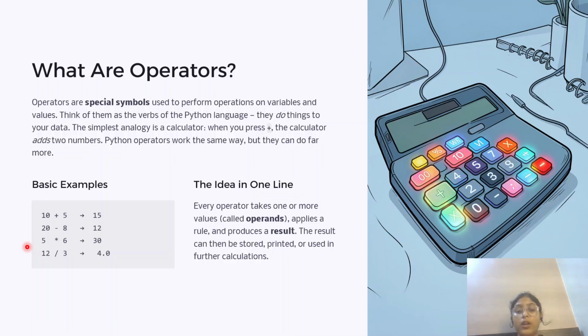Bitwise operators I'm not going to cover right now, because they do exist but are mostly used in advanced programming, embedded systems, and networking, and we won't go that deep in this lecture. We will just stick to these six operator types: arithmetic, assignment, comparison, logical, identity, and membership operators.